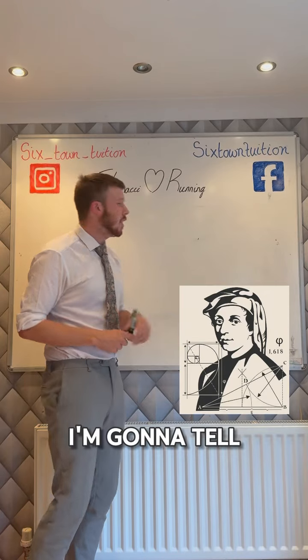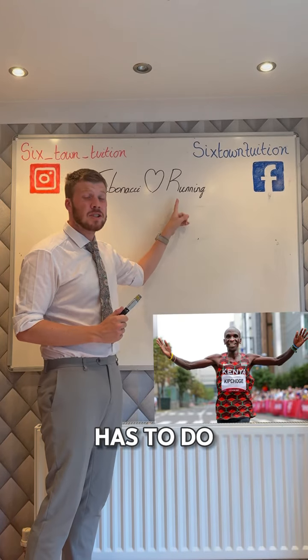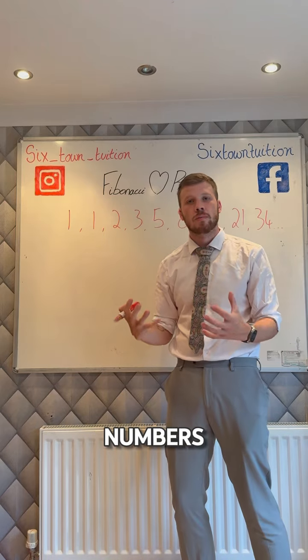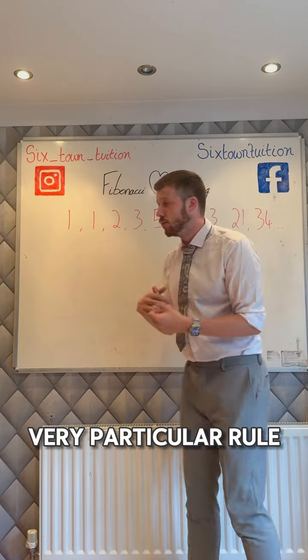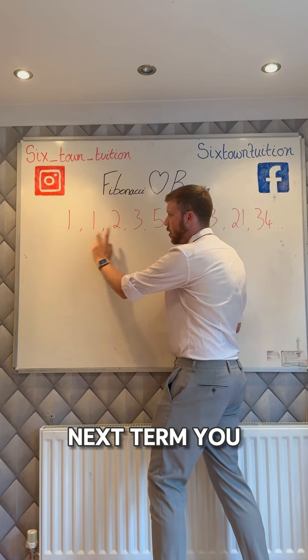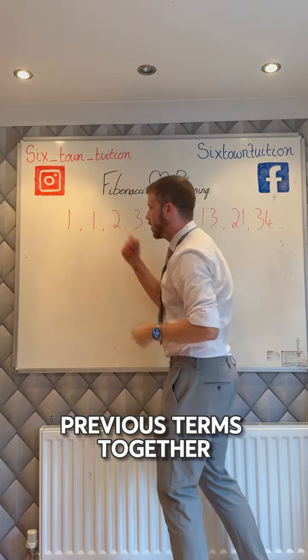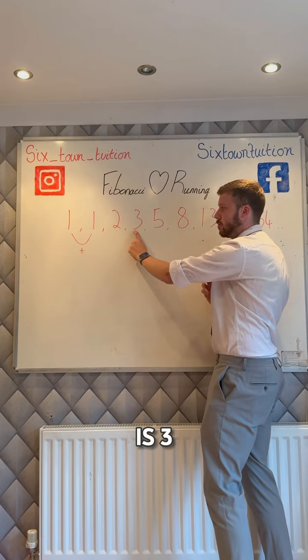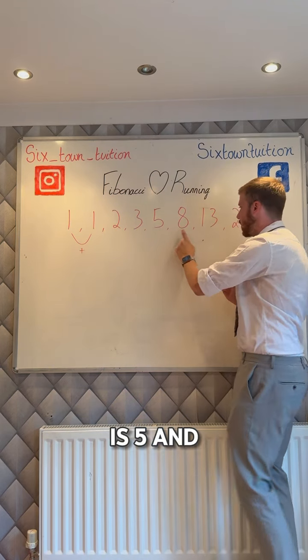In this video, I'm going to tell you what Fibonacci has to do with my love of running. So the Fibonacci sequence is just a sequence of numbers which follows a very particular rule. To get the next term, you add the two previous terms together. So 1 plus 1 is 2, 1 plus 2 is 3, 2 plus 3 is 5, and so on and so on.